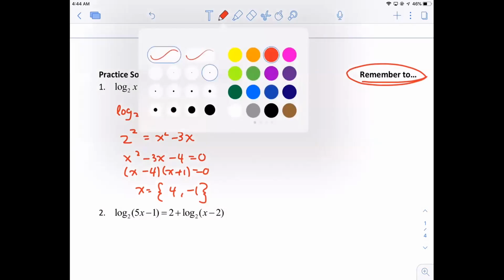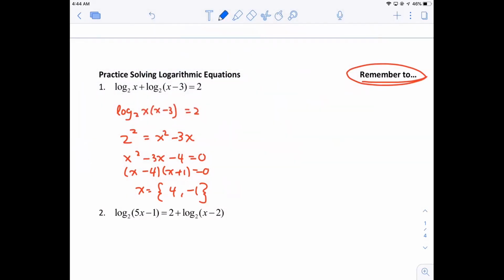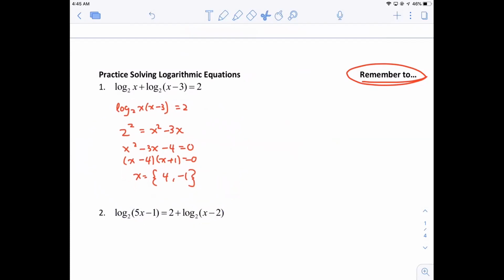Well, anytime we're dealing with a function that has a restricted domain, where it's undefined for some x values, we need to check our answers. You guys remember when we solved square root equations? You always have to check your answers in a square root equation because some of them might be extraneous solutions. So that is the same case here.